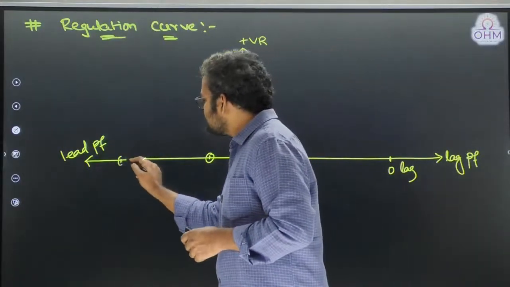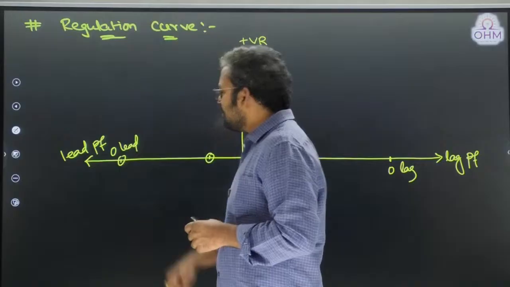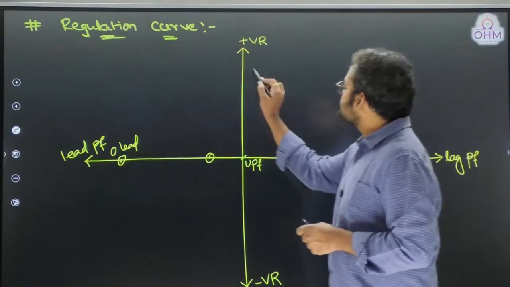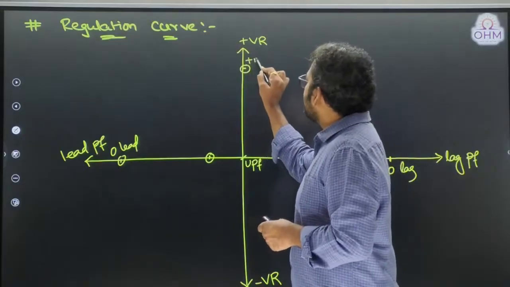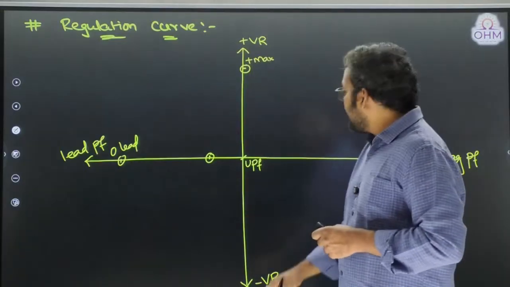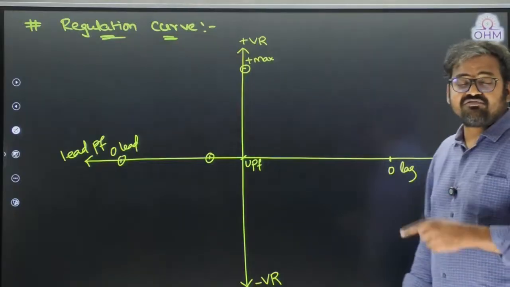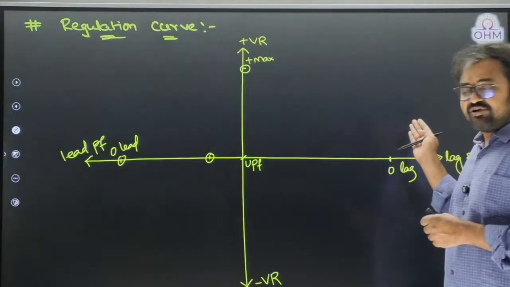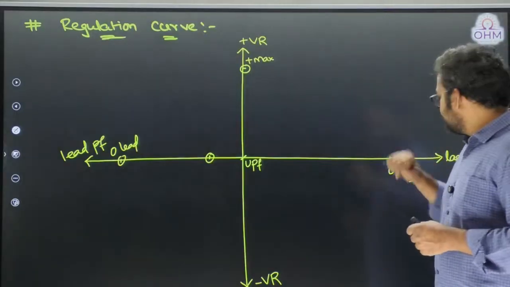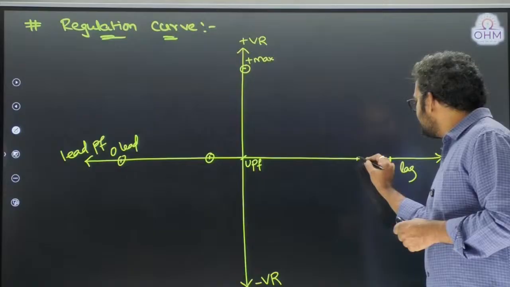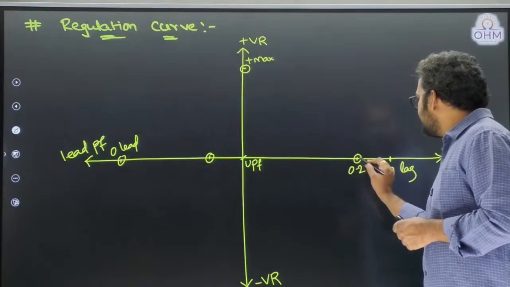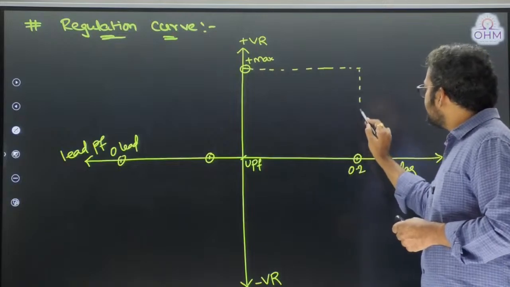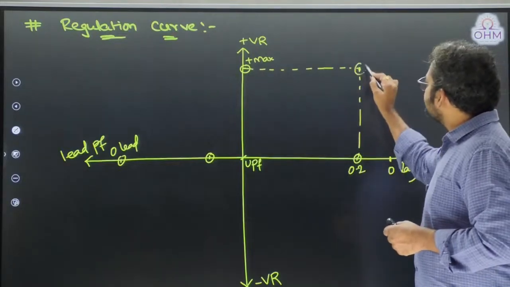So here we have a 0 leading, ZPF leading power factor. This is unity. Next, maximum voltage regulation. Imagine this is the maximum voltage regulation, and the maximum voltage regulation is possible for leading power factor or lagging power factor. Lagging power factor, that is the right side of the curve, right side of the graph, near to 0. Somewhere here, maybe 0.1 or 0.2 lagging, we will get maximum voltage regulation. Somewhere here, maximum voltage regulation will come.